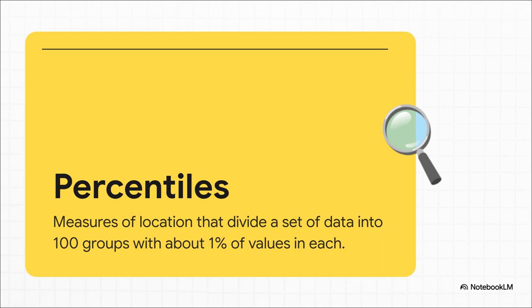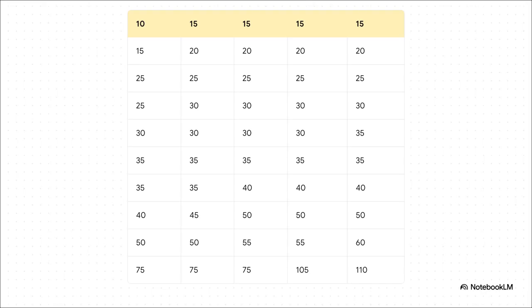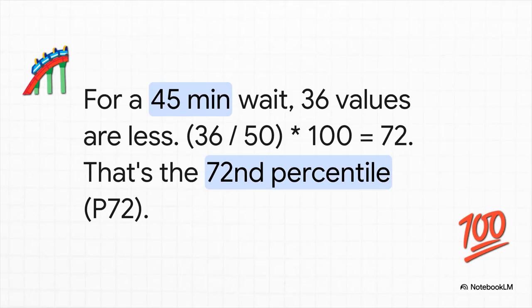So if you score in the 90th percentile, all that means is that you scored higher than 90% of the people who took the same test. It's that simple. All right, let's jump back to our Space Mountain question. To figure this out with percentiles, we need to see the data. So here it is. 50 different wait times for that ride, all nicely sorted from the shortest wait all the way up to the longest.